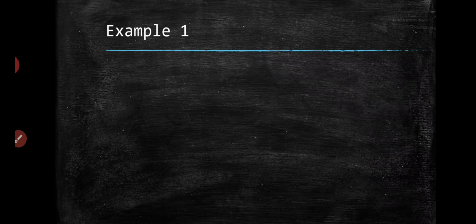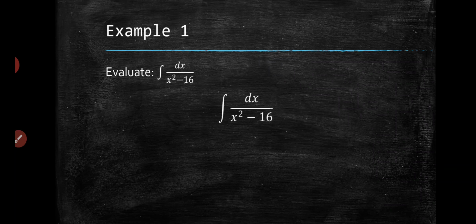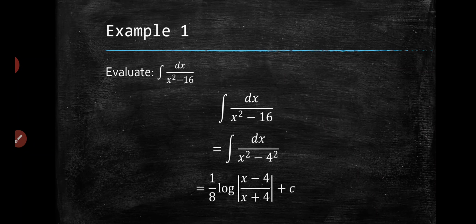The first one, a simple one, integration dx by x square minus 16, which is directly in the formula. So we will be just starting off with this. Now 16 can be written as 4 square, so this is in the form dx by x square minus a square, so that is 1 by 2a, that is 1 by 2 into 4, that is 1 by 8 log of x minus 4 by x plus 4. So that is your answer. Basically that's it.